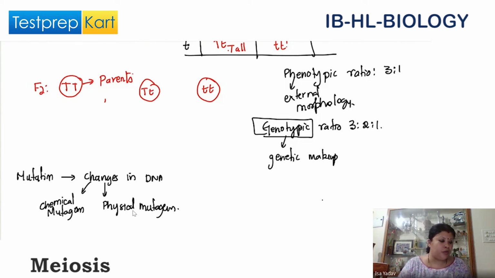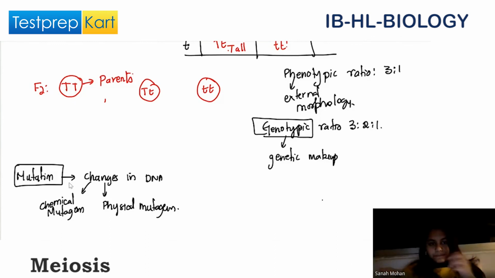Okay, then let's see. So mutation will be changes in the DNA. This mutation can occur at any time spontaneously, but our repair system has the ability to correct it. Some mutations can be corrected, while others are very harmful, and may kill the person as well. Okay, is it clear? Yeah.